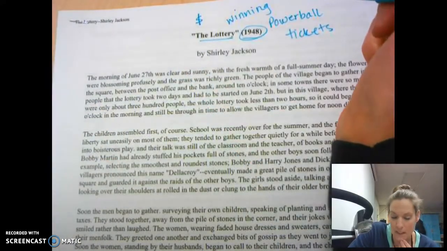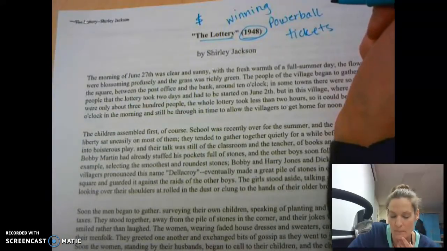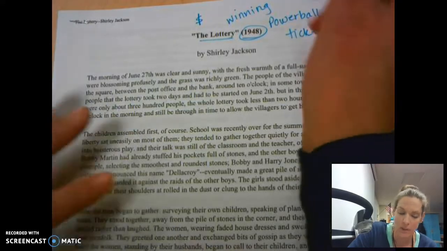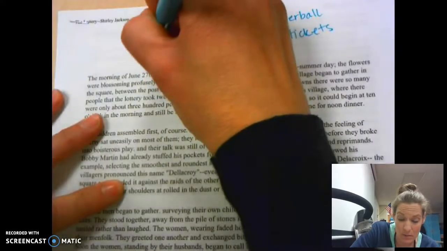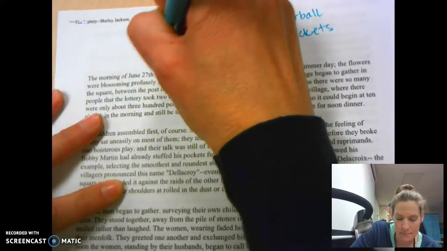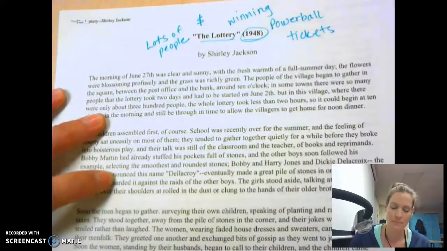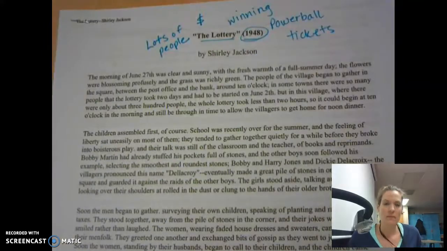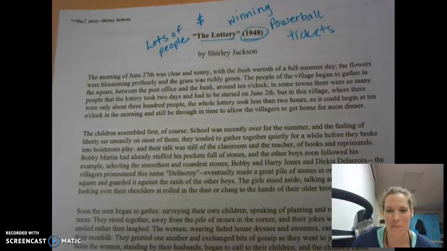I think money, lottery, winning, Powerball tickets. Well, often there's a lot of people. Okay, did you get some ideas down? All right, we'll keep those in mind as we work our way through.